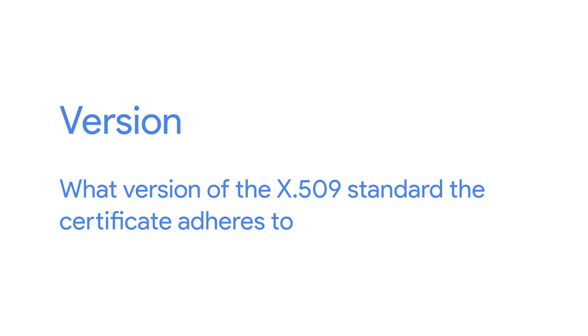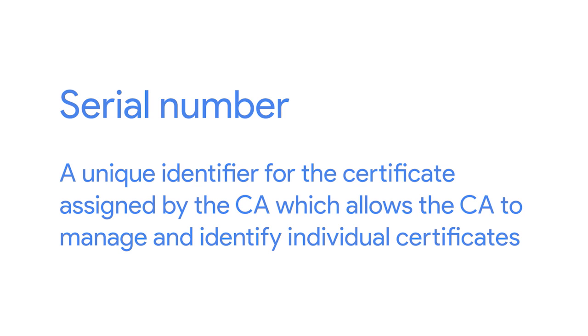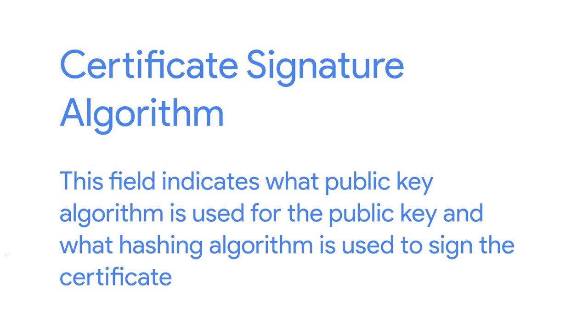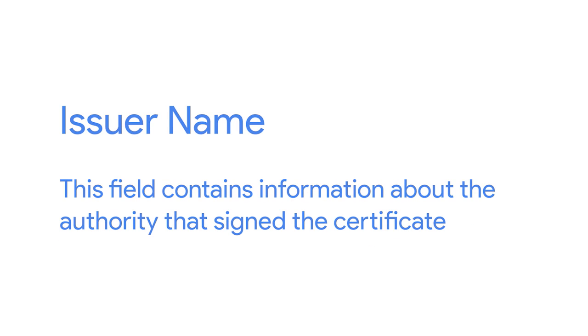The fields defined in an X509 certificate are the version, what version of the X509 standard the certificate adheres to; serial number, a unique identifier for the certificate assigned by the CA, which allows the CA to manage and identify individual certificates; certificate signature algorithm. This field indicates what public key algorithm is used for the public key and what hashing algorithm is used to sign the certificate. Issuer name.